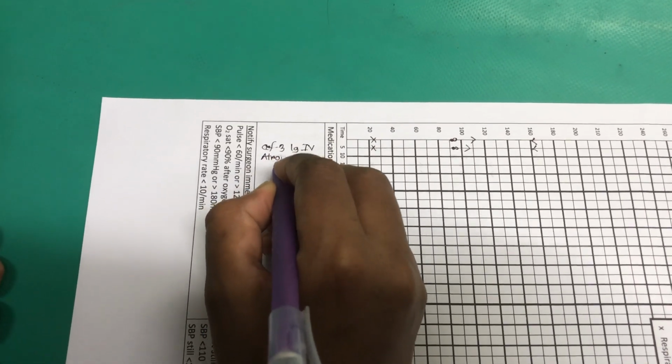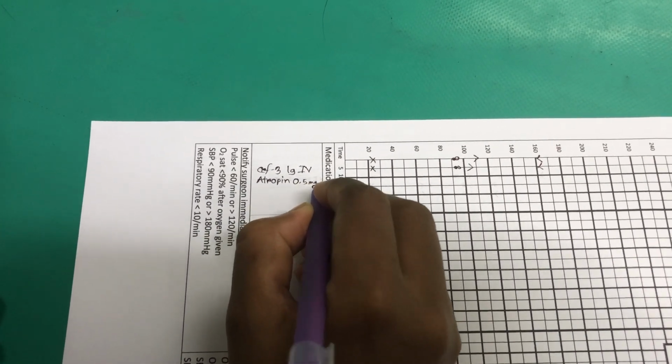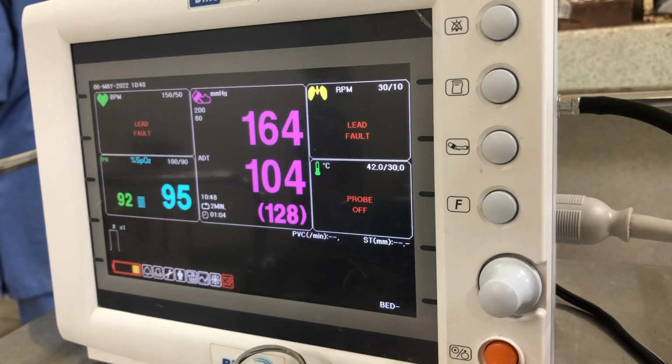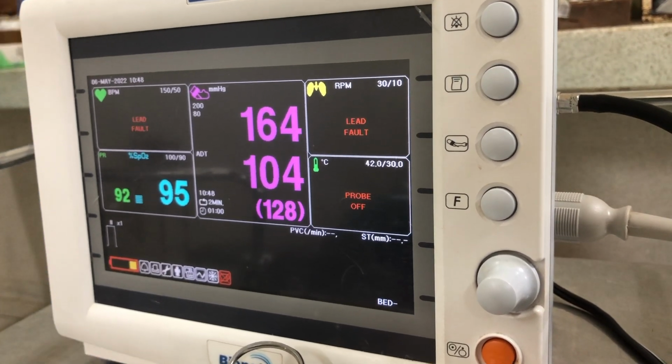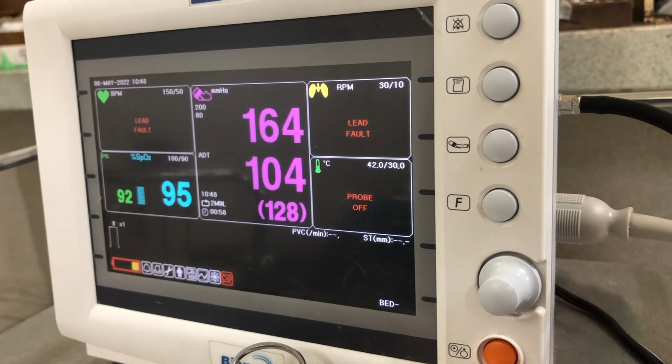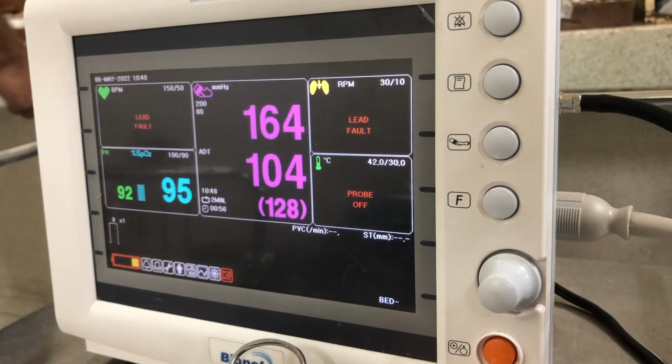Whenever any new medications are given, record them in the medication box of the form. Every 5 minutes, record the vital signs again.